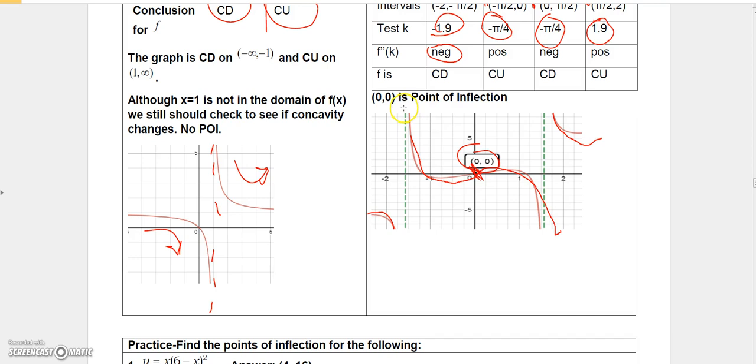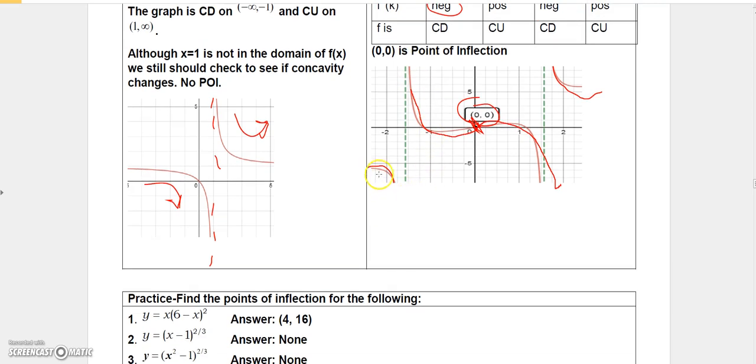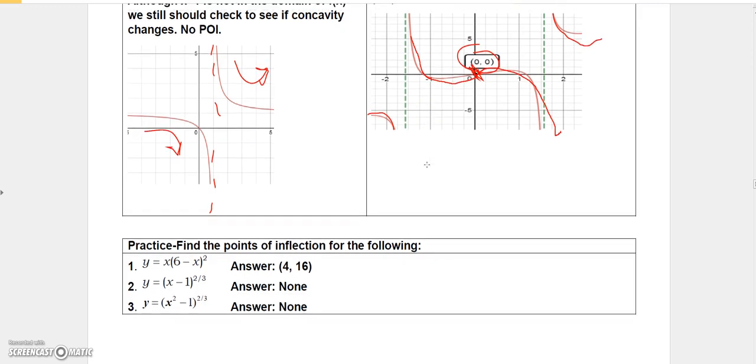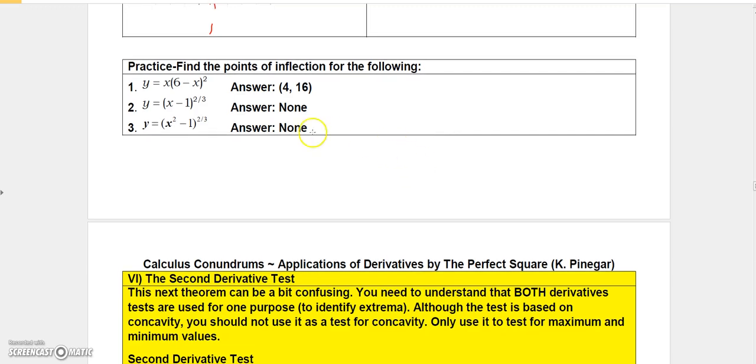So 0, 0 is the only point of inflection. Even though the concavity changed across these asymptotes, an asymptote cannot be a point of inflection because asymptotes are not points. So that's how you discuss the concavity of a function. And there are some others here. You can practice on these if you want to.